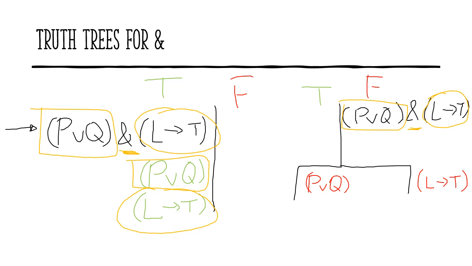Again, we are just looking at the specific sides of the ampersand. We take what's there and we transcribe it into the same spot in the same locale as before. True's on the left, false is on the right. What makes an ampersand false is that one of those sides is false. And so that's what we're showing when we split the branch. Either P or Q is false or L arrow T is false, one or the other. That's what we're doing. So that's the ampersand. Let's move on to the next one.